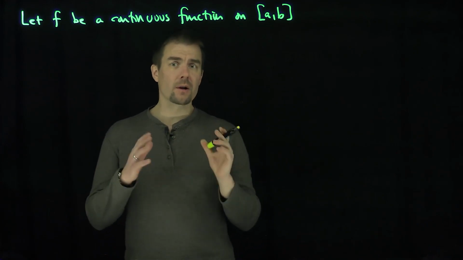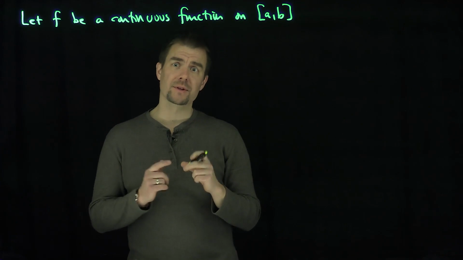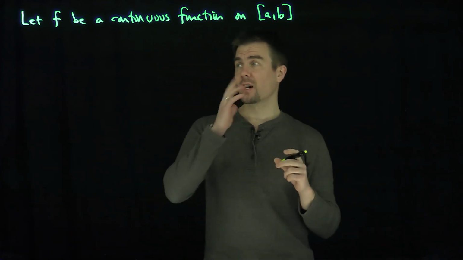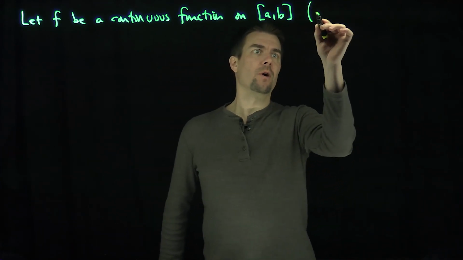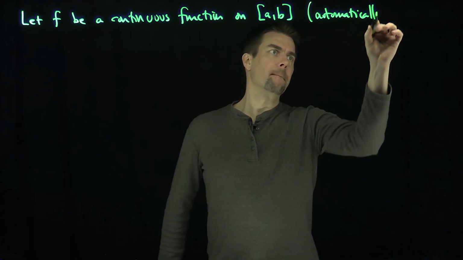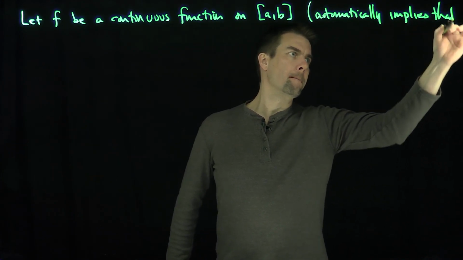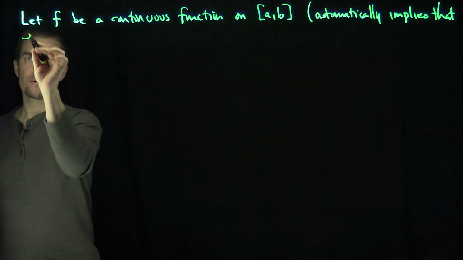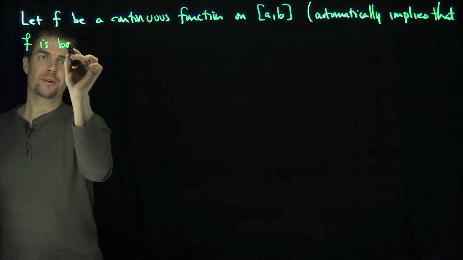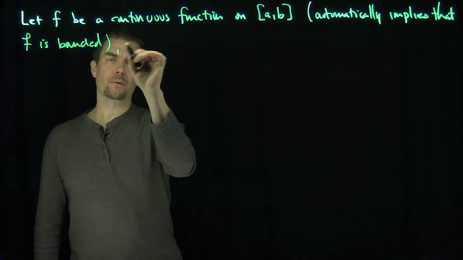Since it's continuous on a closed interval [a, b], it's automatically bounded, since [a, b] closed is a compact set. That's important to realize, so it's automatically bounded, right? So this implies that f is bounded, which is a necessary condition for our definition of Riemann integrable. Then f is Riemann integrable.